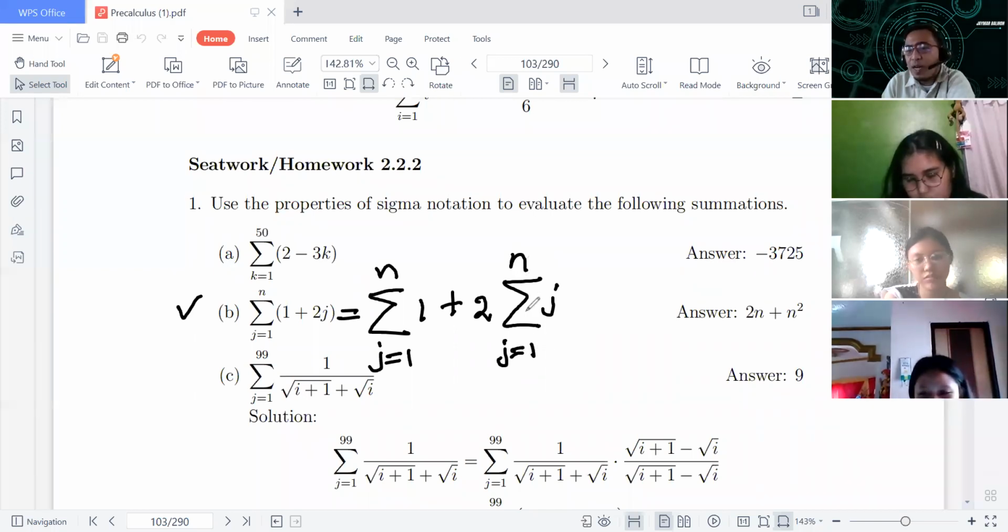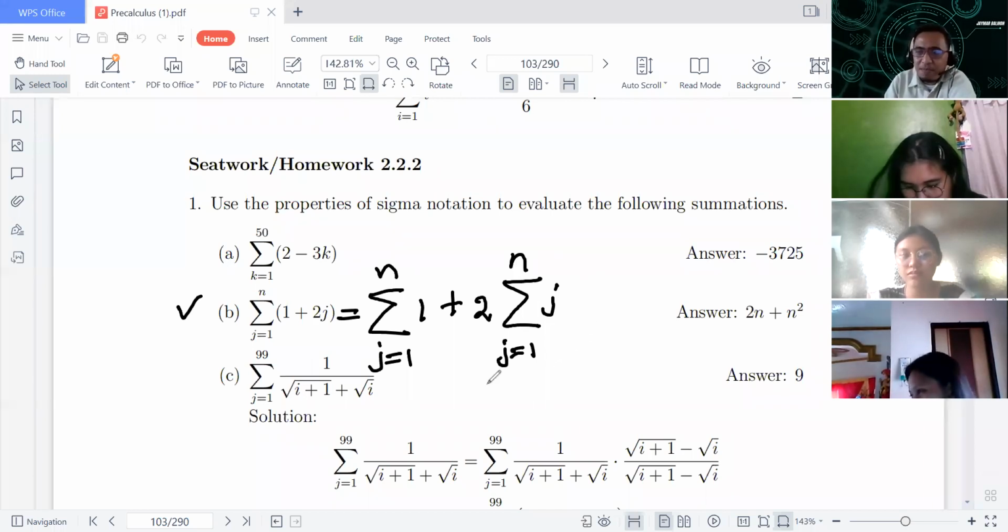Practice reading this carefully. Summation of j, where j ranges from 1 until n. It looks difficult because you have to look carefully. So you should know how to read that one. Okay? Because you're in STEM, you should know this one. So what should be the next step?